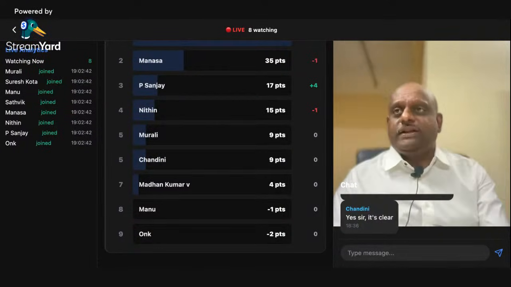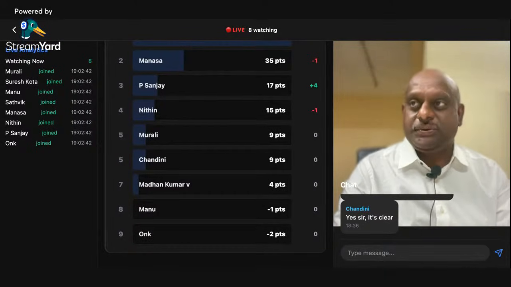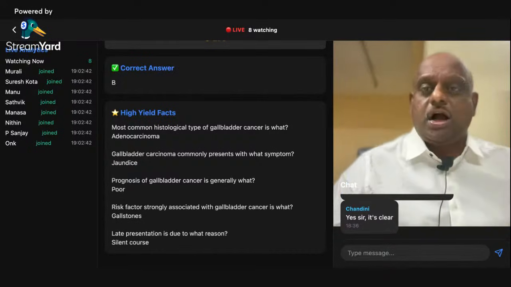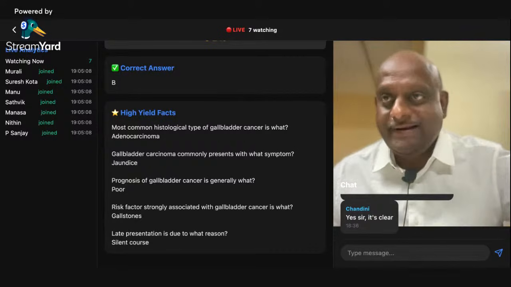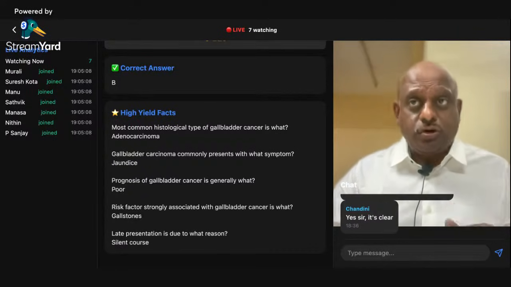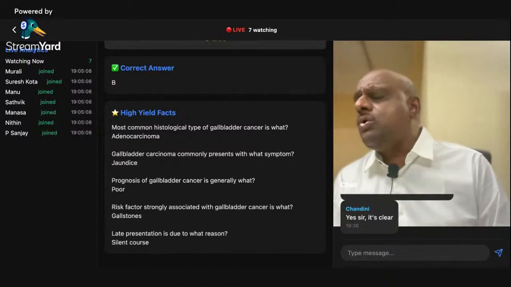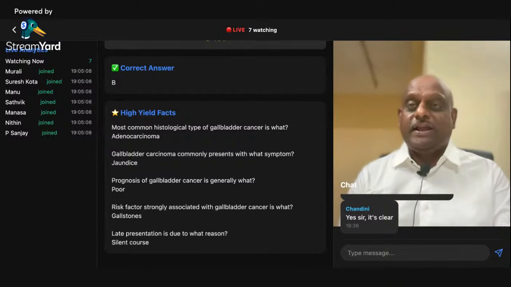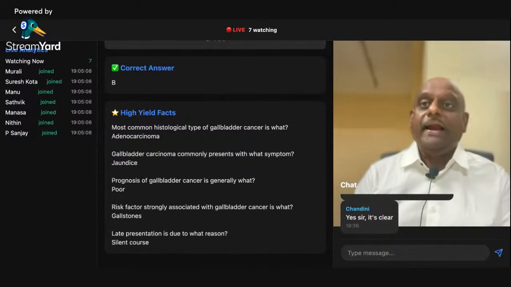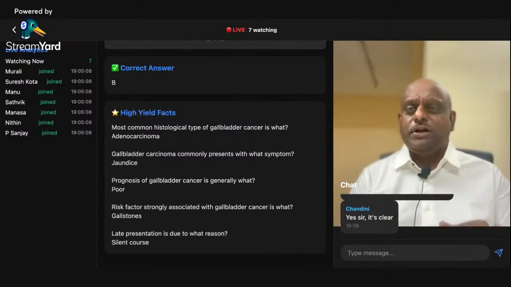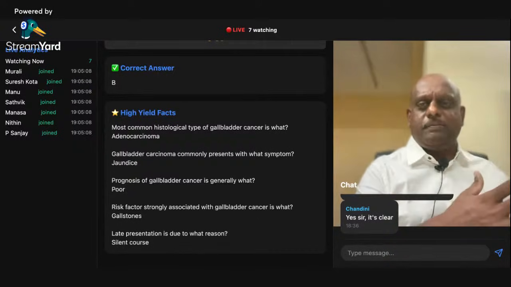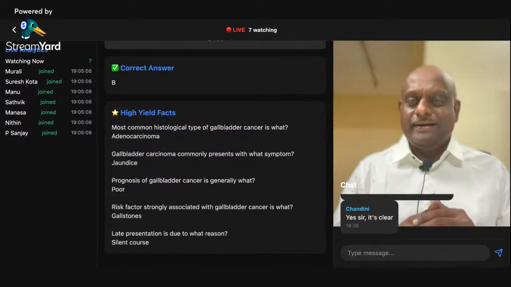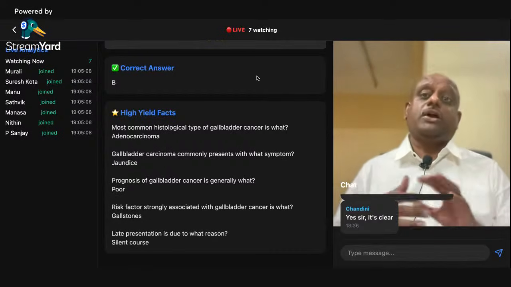CA gallbladder presents with jaundice, which is true. You thought everything is right. No. So what is the most common histology of the gallbladder cancer, doctor? Adenocarcinoma. Gallbladder cancer presents with jaundice. Prognosis is very poor. Gallstones for a long period of time is a risk factor for the development of gallbladder cancer. And the biggest problem, gallbladder cancer presents very late. By the time it declares, already it is in the late stage. So that silent clinical course is responsible for poor prognosis.